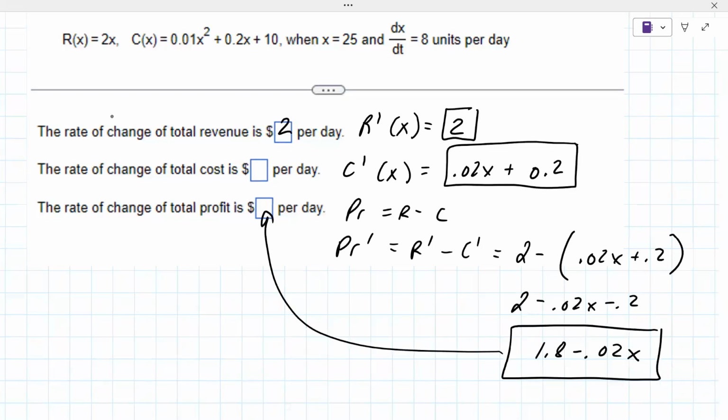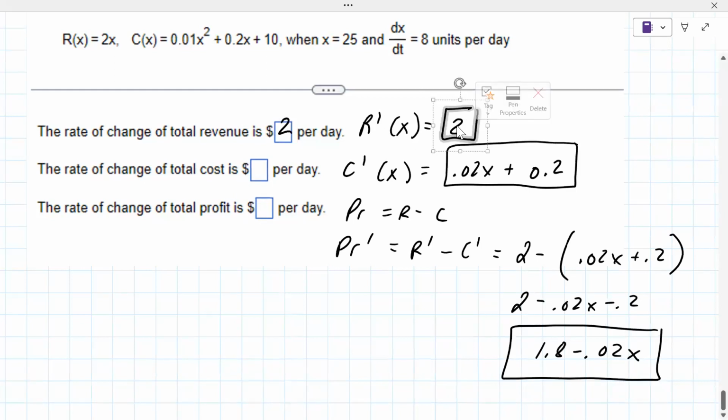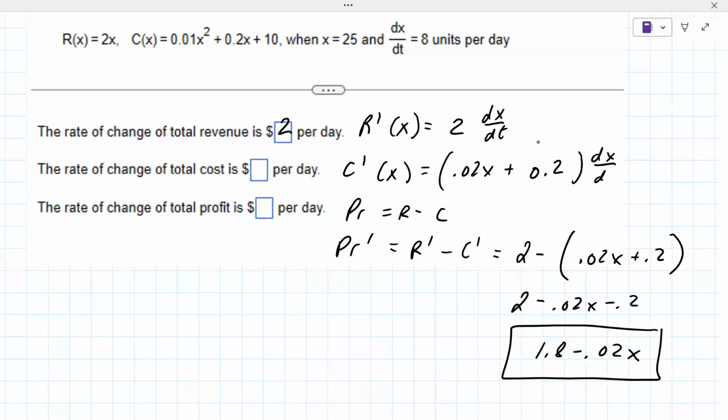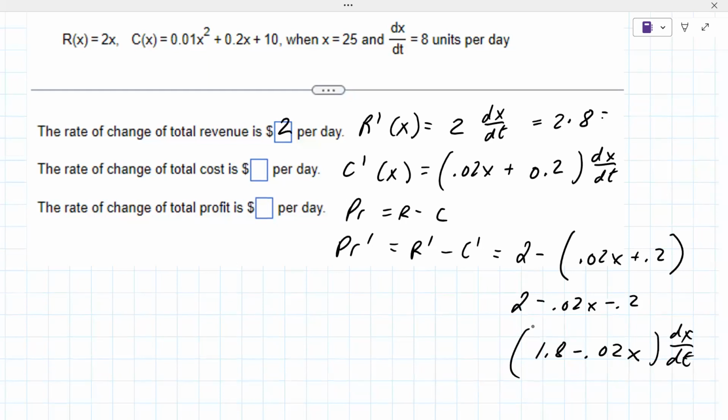However, sorry, these are not right. There's more to this. I just realized they're giving you the X values. I didn't realize they were giving you X values. These are just the functions. So full disclosure, R prime is not quite right. It's 2 dx dt, and C prime also has a dx dt, like that. And same thing with this last one here. It's got a dx dt. So for the first one, for revenue, it's really 2 times 8, which is 16. So these are related rate problems.